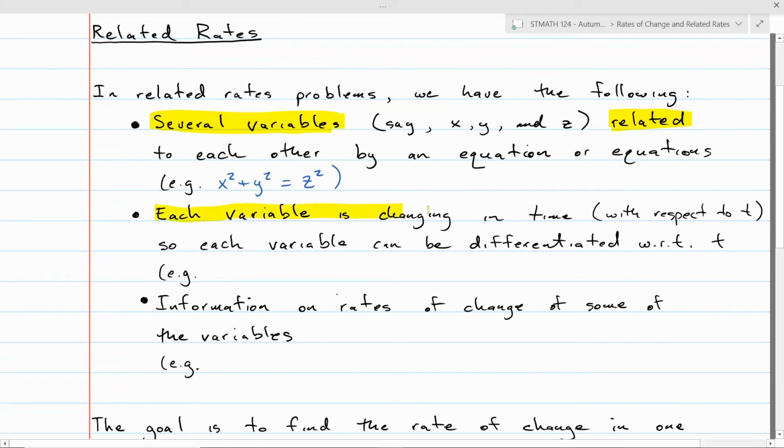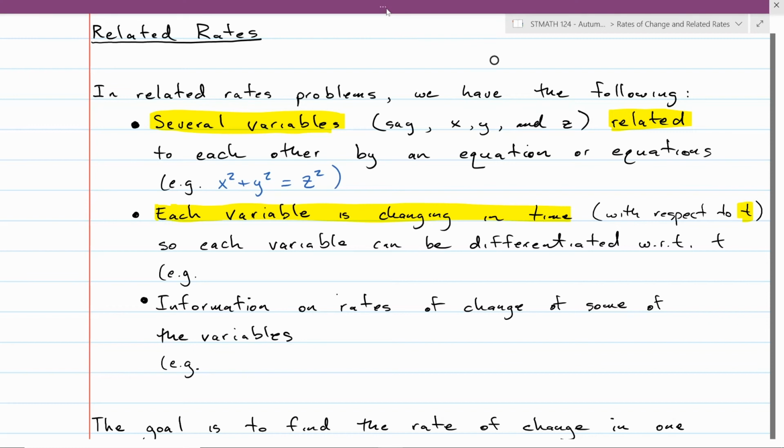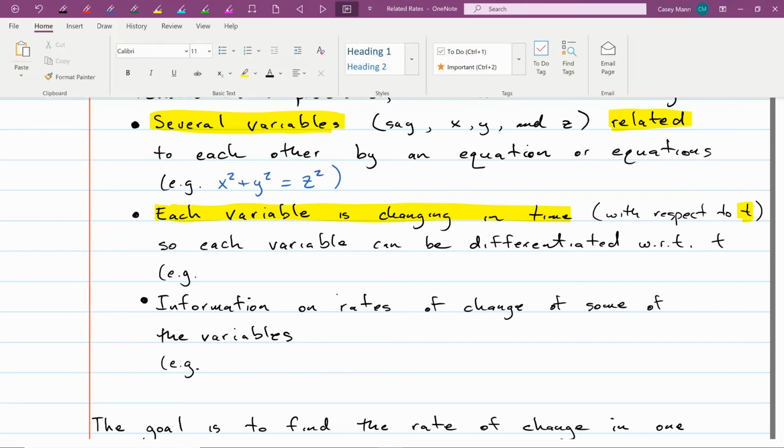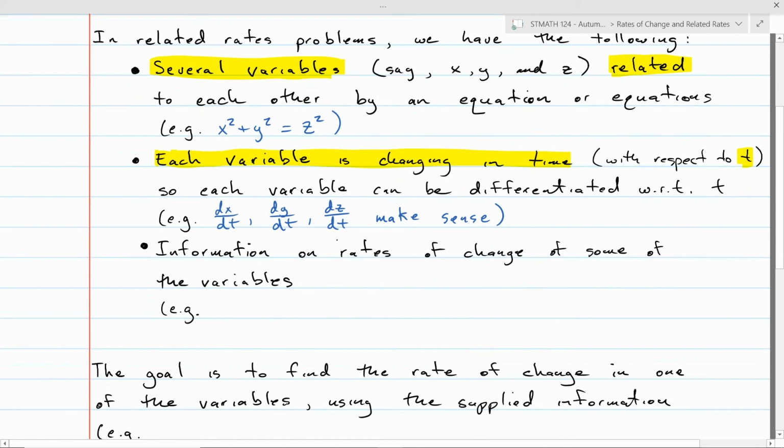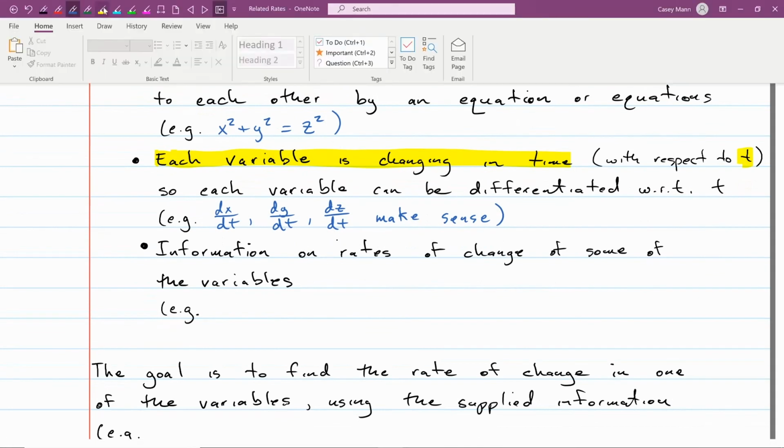So we're going to go back to that situation where t is our variable that everything is changing with respect to. And so that means that each of the variables that are in play, you can think about their derivative with respect to t. If they're changing in time, then we can measure that rate of change in time. So things like dx dt, dy dt, dz dt, if those were our three variables, x, y, and z, these three derivatives make sense. We can give some interpretation to them. And then typically you're given some information about some of the rates of change.